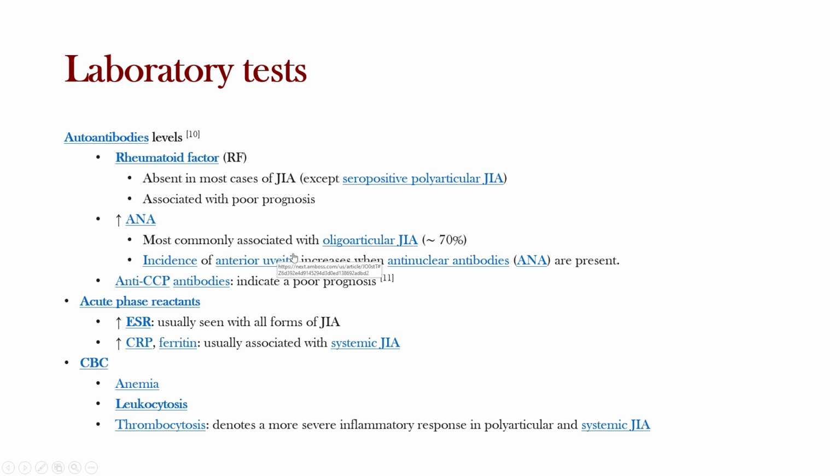The incidence of anterior uveitis increases when ANA are present, and this could lead to blindness, by the way. Anti-CCP antibodies indicate a poor prognosis as well. Acute phase reactants, ESR and CRP, will be high: ESR in all forms, CRP and ferritin with the systemic one. Anemia, leukocytosis, and thrombocytosis will also be seen in polyarticular and systemic juvenile idiopathic arthritis.